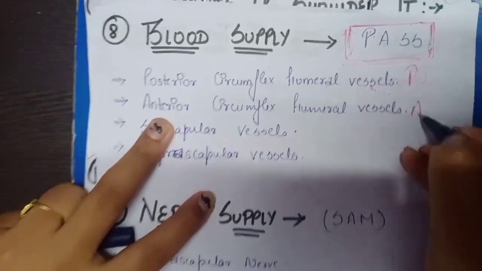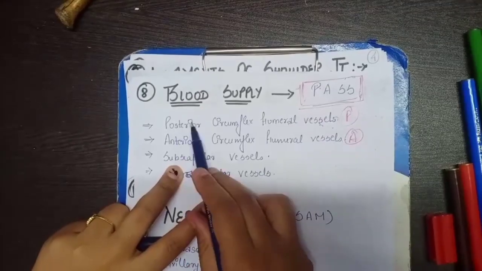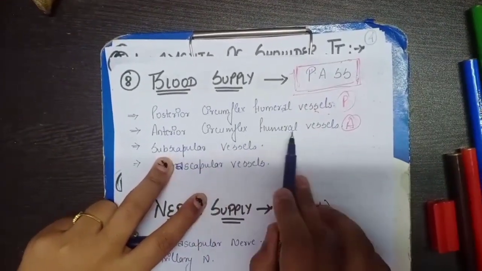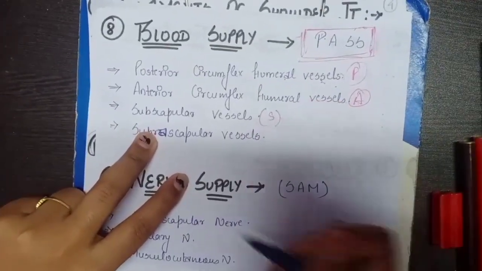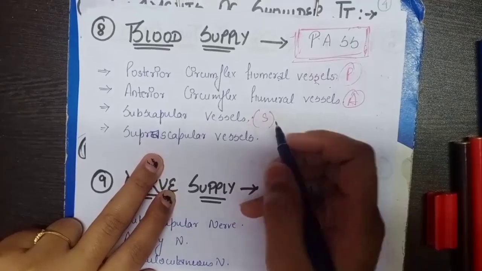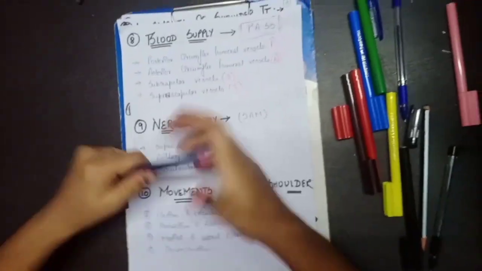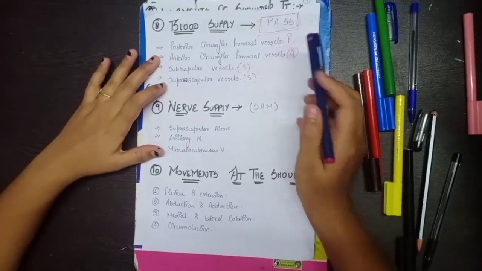Then for A, we will have anterior circumflex humeral vessel. You can learn it like that, posterior and anterior. So posterior circumflex humeral vessel, anterior circumflex humeral vessel. For the first S, we will have subscapular vessels, and for the next S, you will have suprascapular vessels. That is how you have to remember this. You have to understand and mug it up. There is no other go.